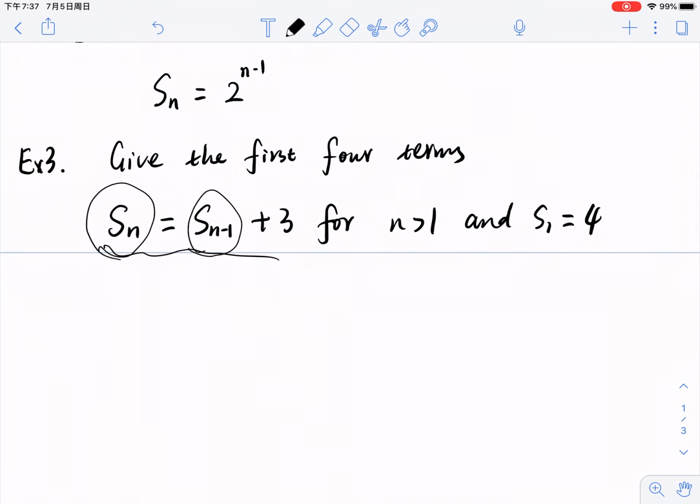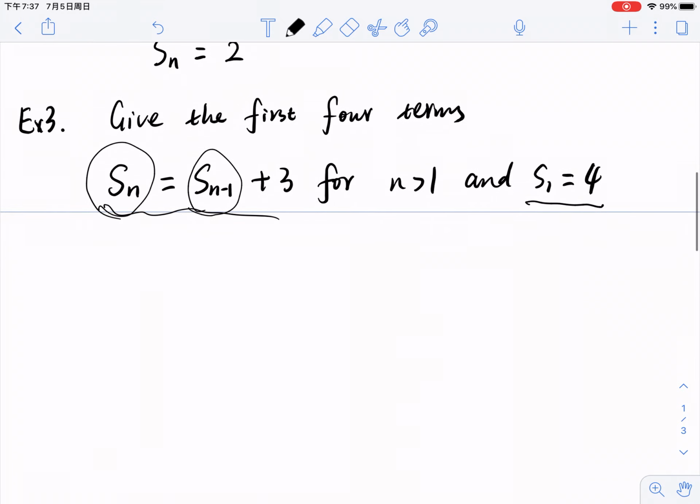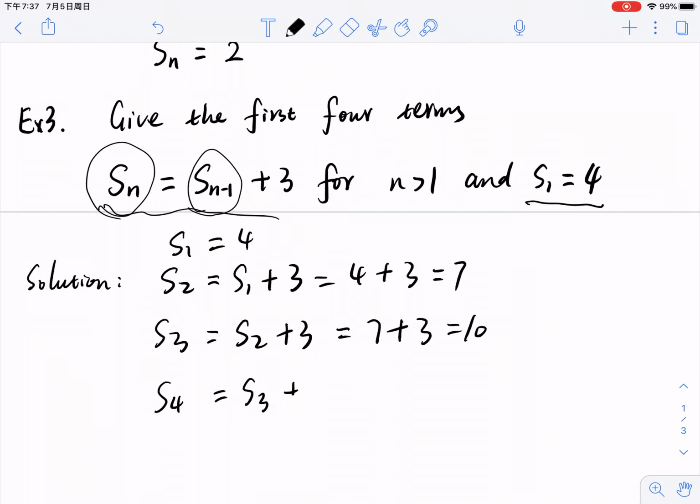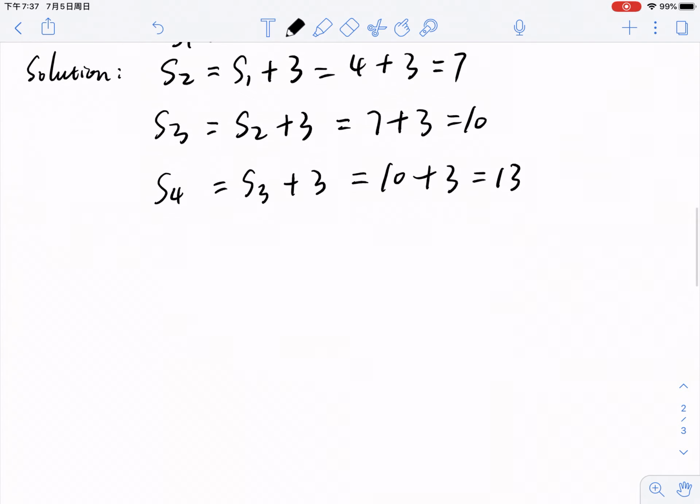So we want to find its first 4 terms. S1 is already given. S1 is 4. The first term is 4. So we have S2. When n is 2, S2 is S1 plus 3. So it's 4 plus 3. This is 7. S3 is S2 plus 3. So it's 7 plus 3 is 10. S4 is S3 plus 3. It's 10 plus 3. It's 13. This is the first 4 terms.